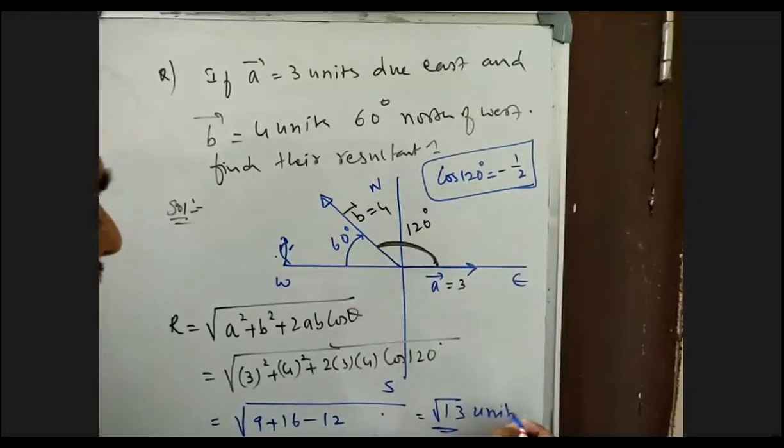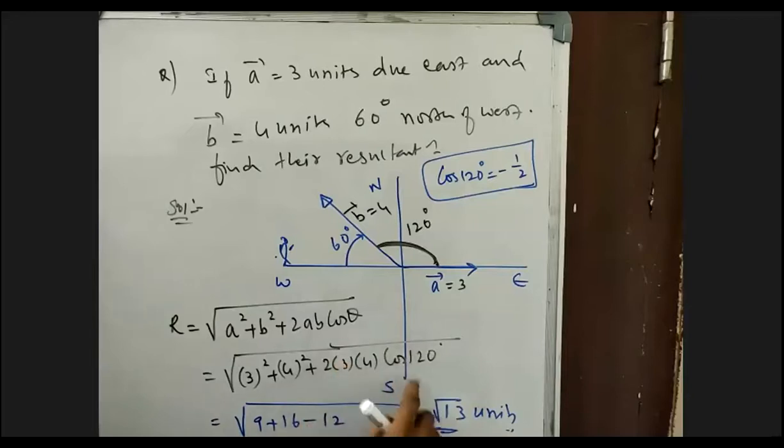Root 13 units, because 2 into 3 into 4 into cos 120 is minus 1 by 2. I made a mistake there: 24 by 2 is 12. So 12 minus 12, root 13 will be the answer. I didn't take 24, I took only 12.